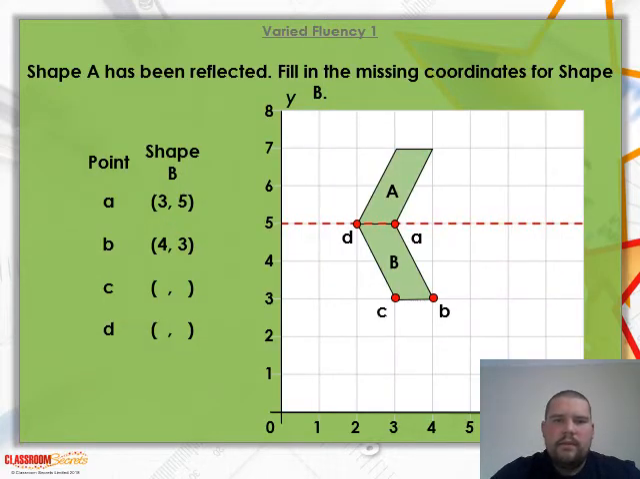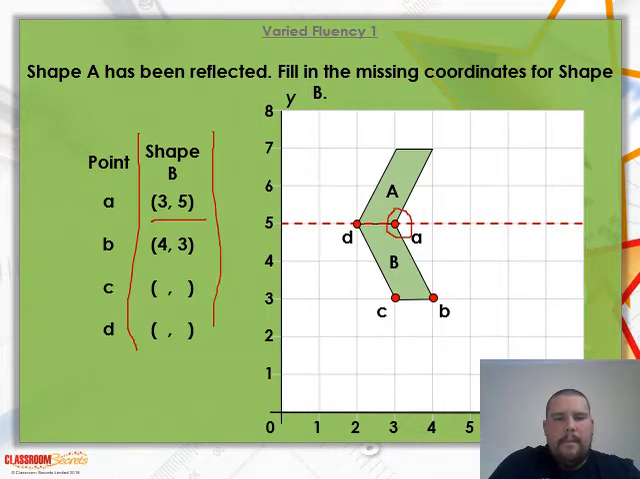So our very fluency 1, shape A has been reflected. Fill in the missing coordinates for shape B. Okay, point A, we've already got this coordinate here because that's been given over here. These are coordinates for shape B, as it said there. Coordinate B, 4, 3, we've also got this coordinate here. All we need to do is find a coordinate for C and the coordinate for D. We'll work out C together.